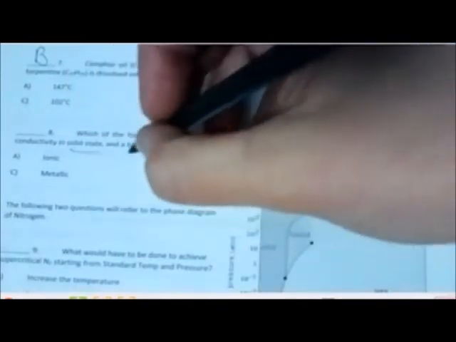But moving on to 8. Which of the following solids would you expect to have a high melting point, low electrical conductivity in the solid state, and a high solubility? So high melting point, that knocks out molecular. Low electrical conductivity, that knocks out metallic. But the solubility, that is going to be A all the way. So ionic. Note, I said conductivity in the solid state. In the aqueous state, oh yeah, it's perfectly conductive. But solid state, no.